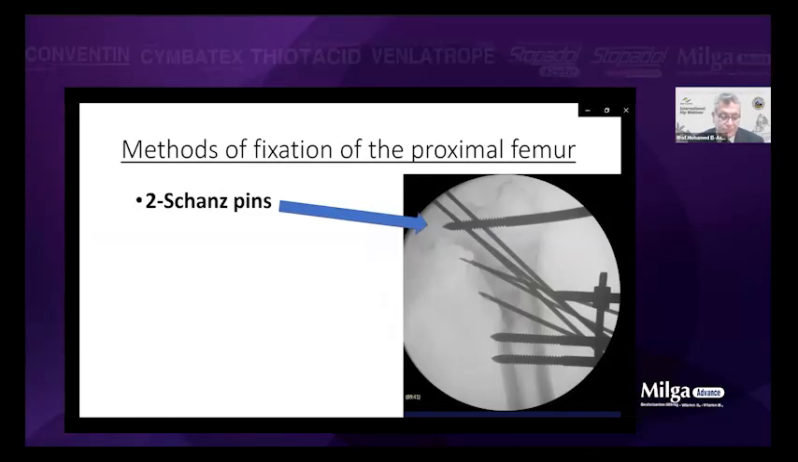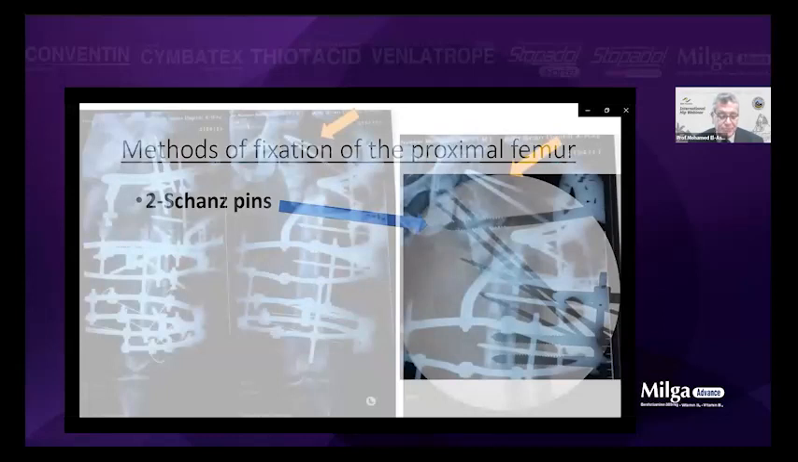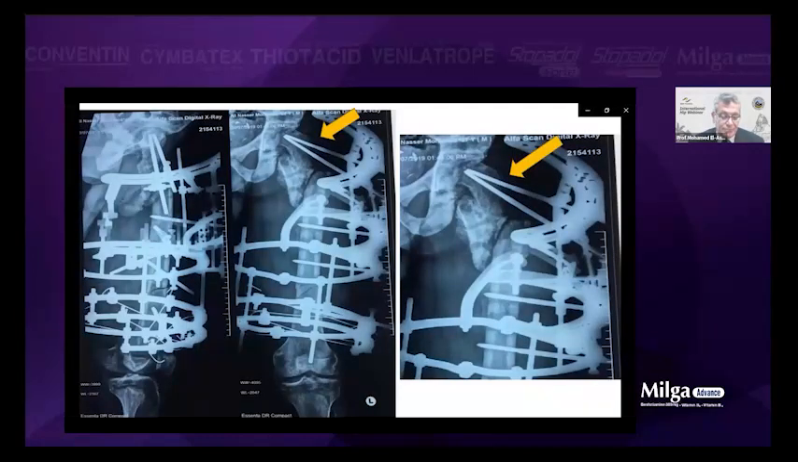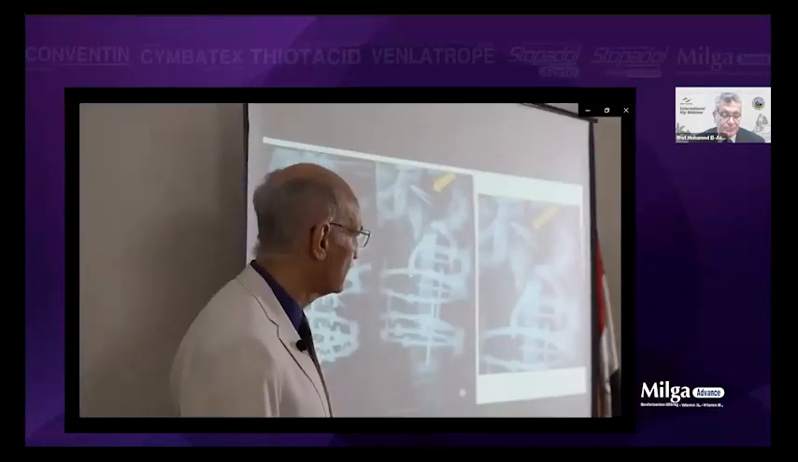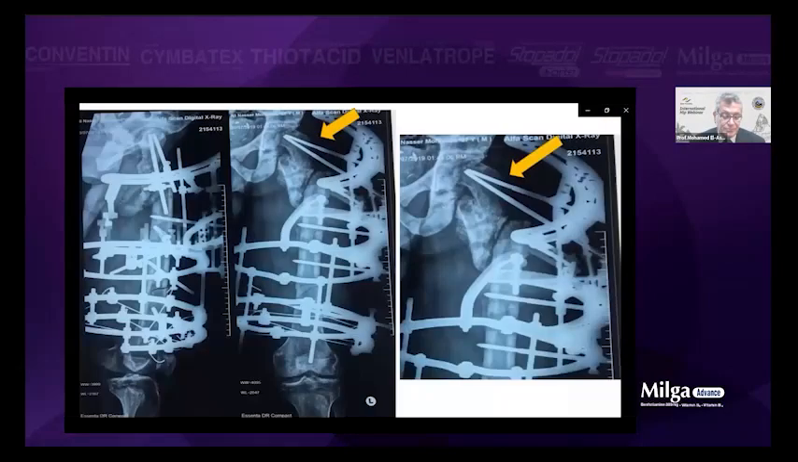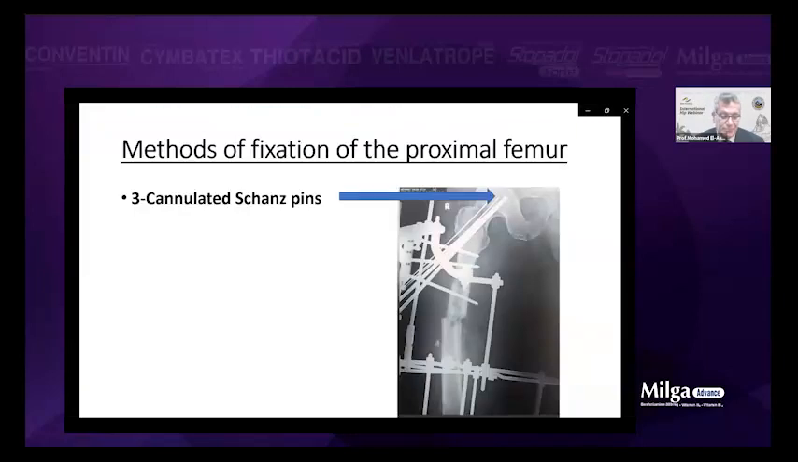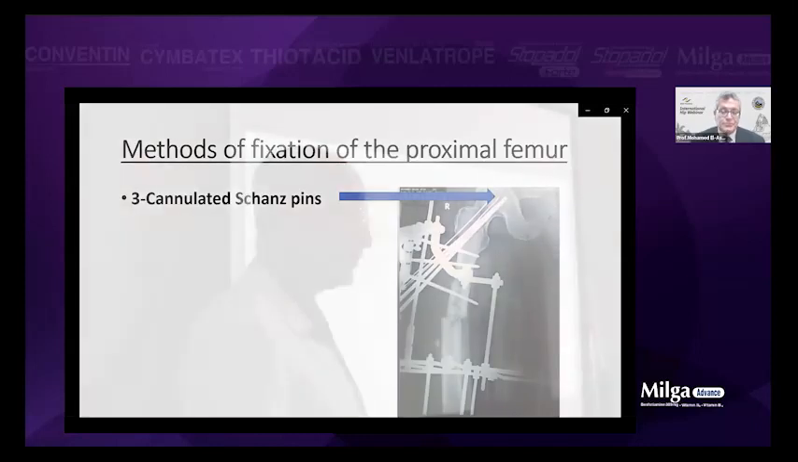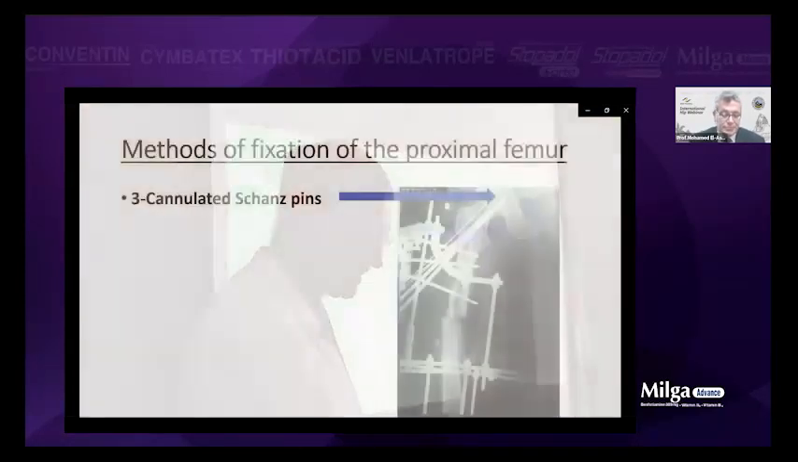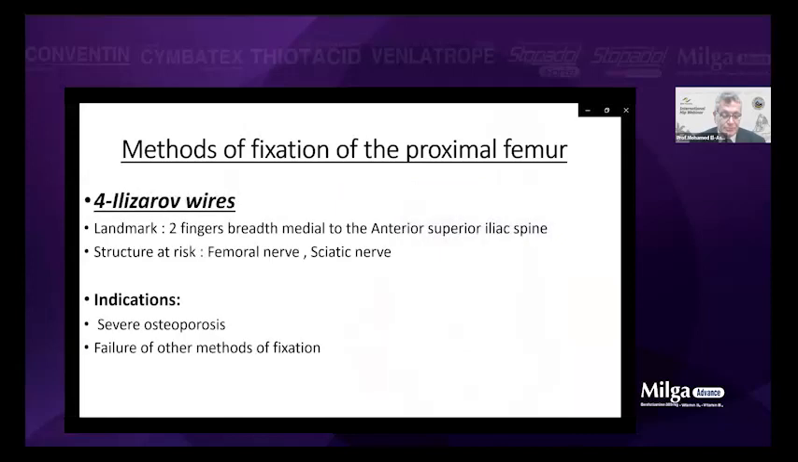And here is the same method with 2 Schanz screws. You can use Schanz pins in this way in the direction of the DCS. And this is an example of Schanz pins. You don't have to have them parallel, because this patient had an external fixator before. And this is another method of fixation by half pins. This is a cannulated Schanz pin. You can put a wire in the direction of the head and neck, and then you put the cannulated pin.